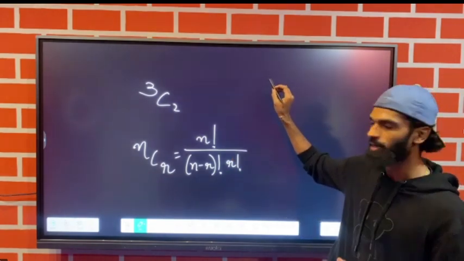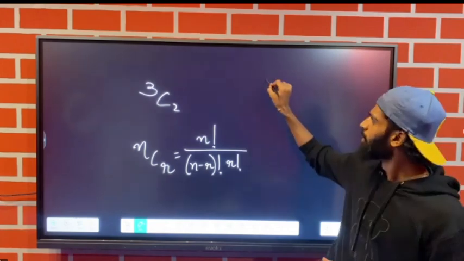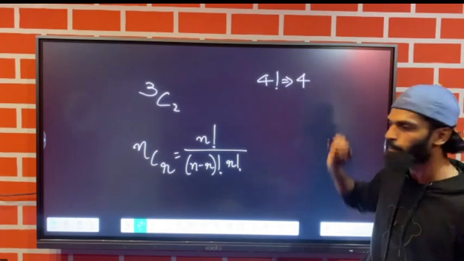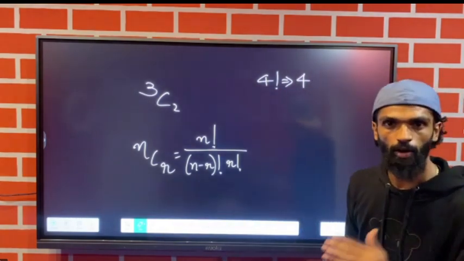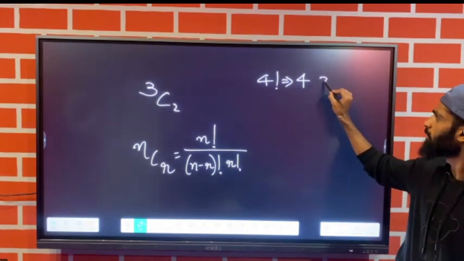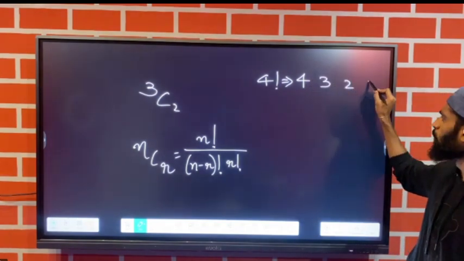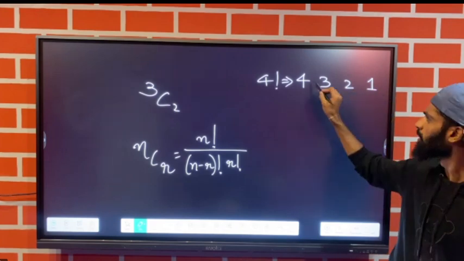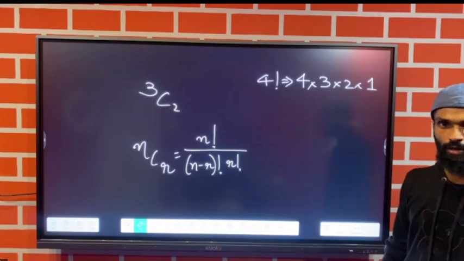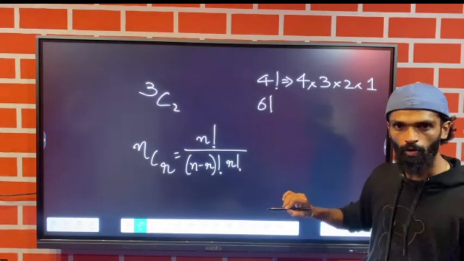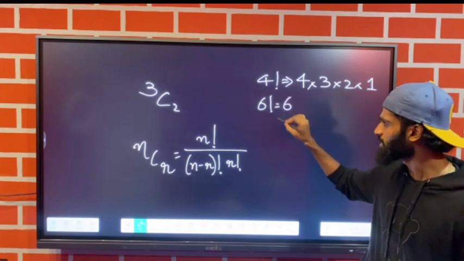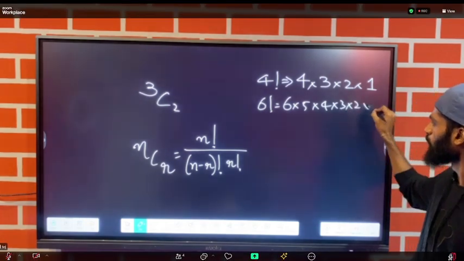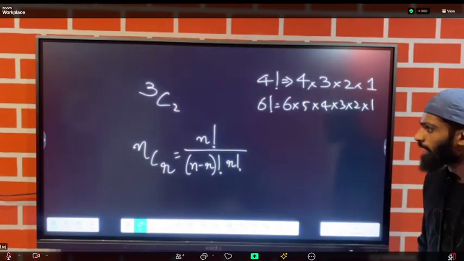For example, very simple. Factorial means that, for example, 4 factorial is given. Whatever number is given to us, start with that number, go up to 1, in descending order. After 4, 3 comes. After 3, 2 comes. After 2, 1 comes. Between all these numbers, blindly put a multiplication sign. That's the meaning of factorial. For 6 factorial, we start with 6 into 5 into 4 into 3 into 2 into 1. Goes up to 1.